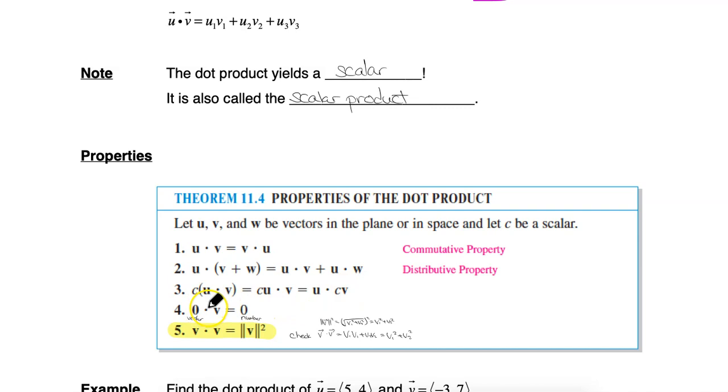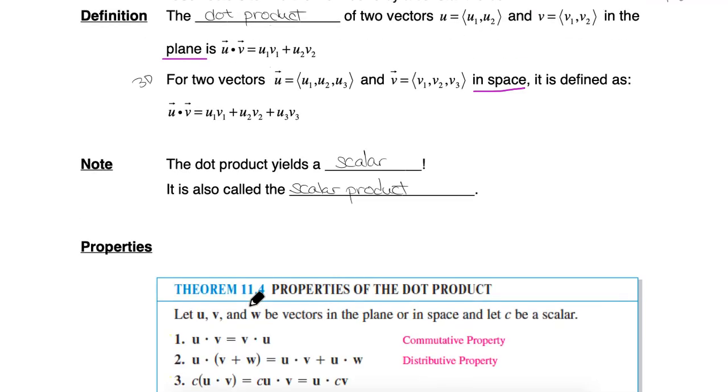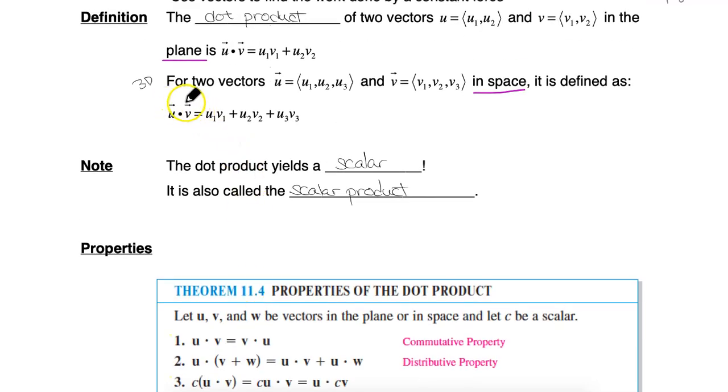0 dot a vector equals 0. It is important to notice that this is the vector 0, whereas this is the scalar 0. And again, it's easy to see why this is true, because if it's 0 dot v, then we'll have 0 times v1 plus 0 times v2 plus 0 times v3.